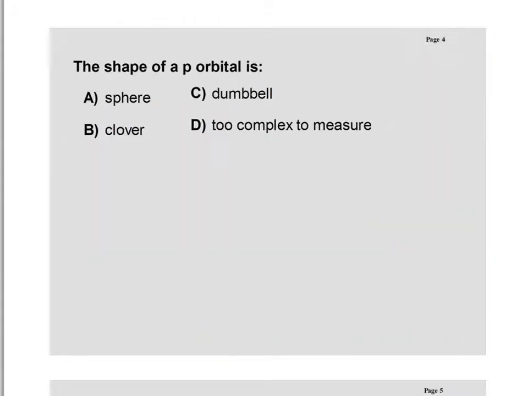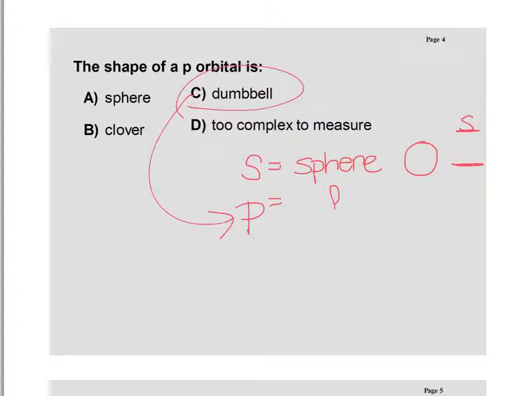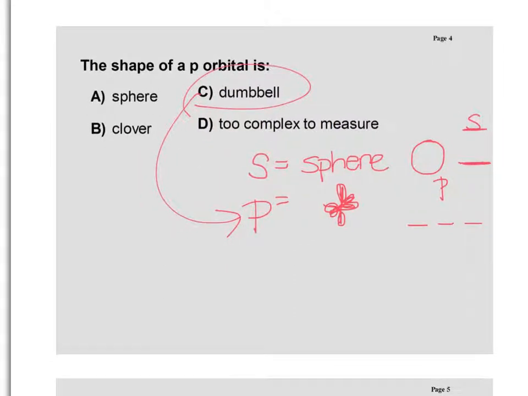Alright, this one asks what the shape of P is. So again, S is an orbital that has a sphere shape. Since there's only one way you can draw a sphere, whenever there's an S, it's a 1 orbital apartment. P was a dumbbell shape, which is the answer to this question. And because there are 3 different ways you can draw that in space, there are 3 different P shapes. And so P is actually a 3-bedroom apartment. There are 3 p orbitals that exist.